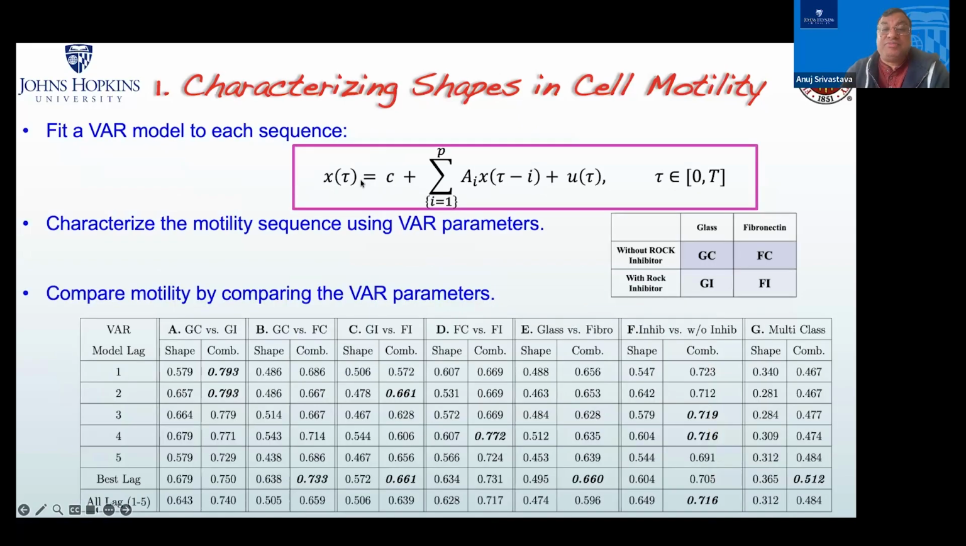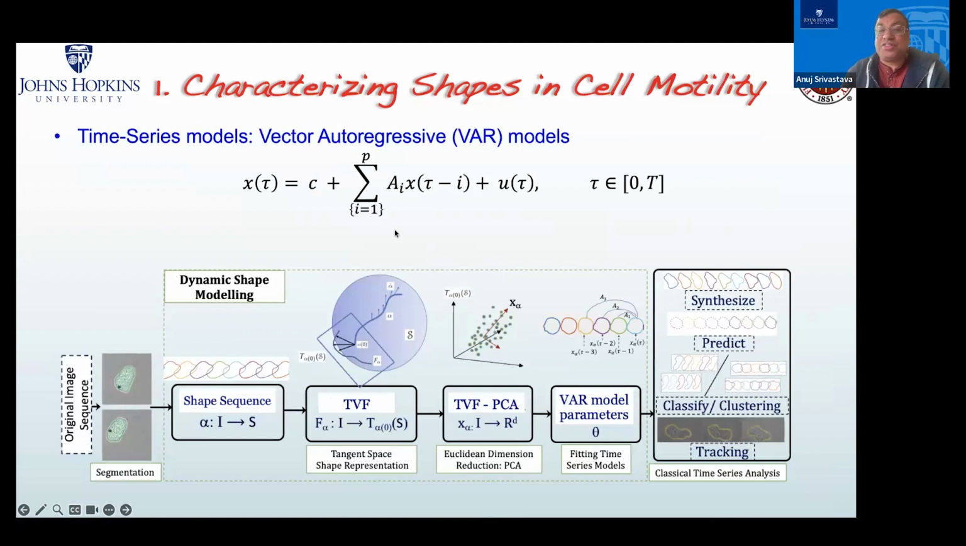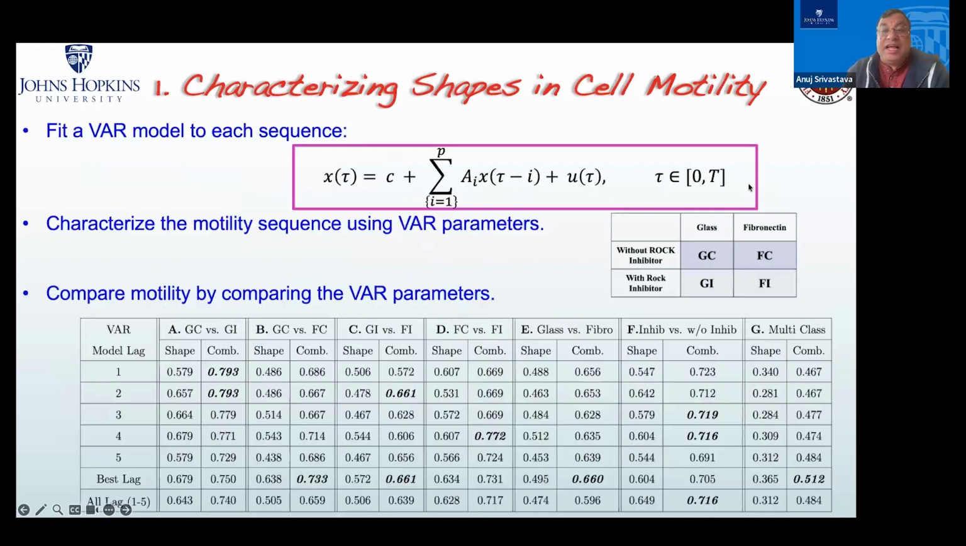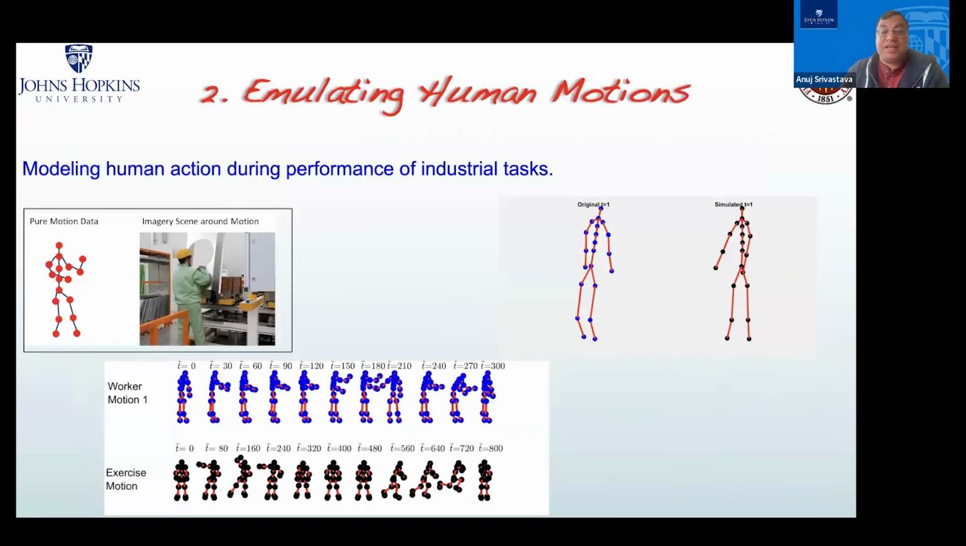And so each sequence through this process is represented by a set of parameters that estimate the dynamics in the shape space. And then we compared the sequences by comparing their parameters. So one VAR model to one sequence, another VAR model, and we compared the models, and we got some sort of reasonable success in classifying whether an inhibitor was used, whether it made a difference in the shape dynamics along that.